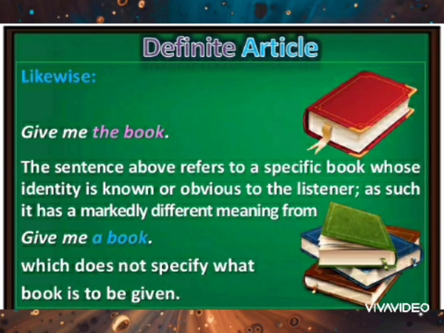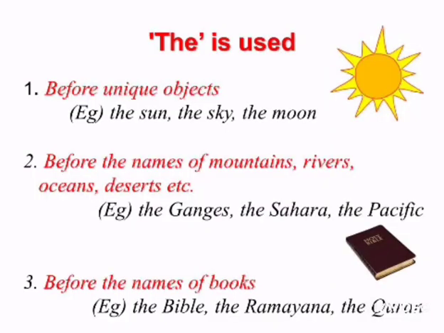Here in this sentence, it doesn't specify what book or which book is to be given. In this sentence, "give me a book", the listener doesn't know which book is to be given. This is the difference between "give me the book" and "give me a book" in these two sentences.